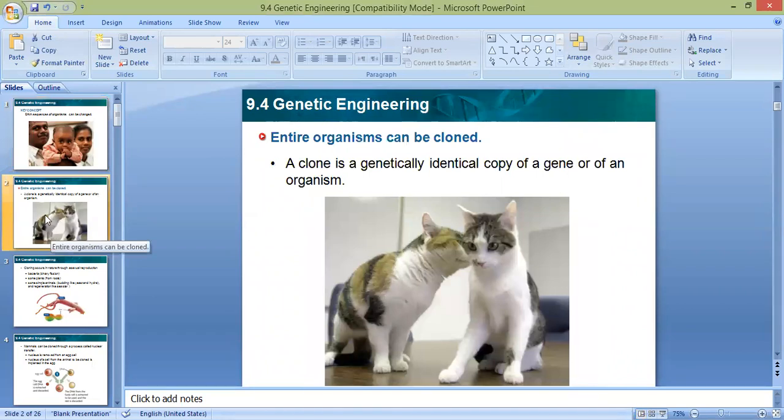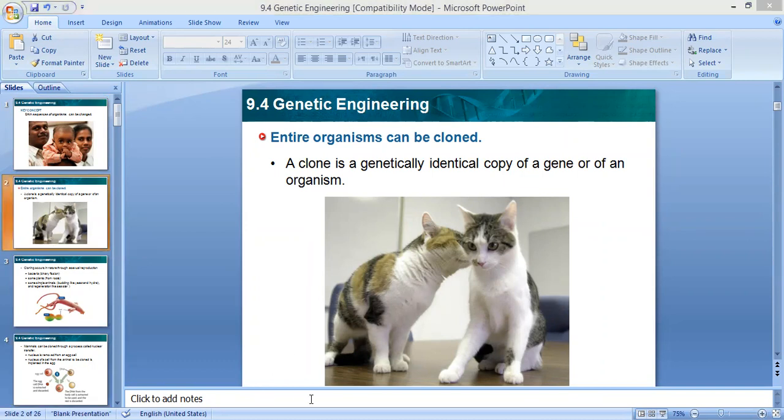Before we talk about genetic engineering, yesterday we mentioned something called cloning. Who can remember what cloning is? What is the meaning of cloning? Yes, Jai. It's a process in which you create a genetically identical copy of an organism. Bravo. In general, clone means an identical copy. A clone as a word is a genetically identical copy.